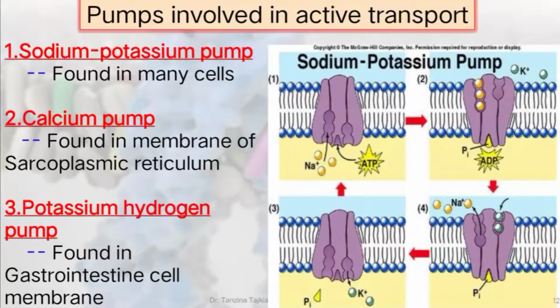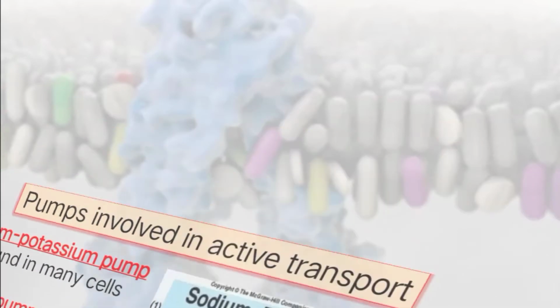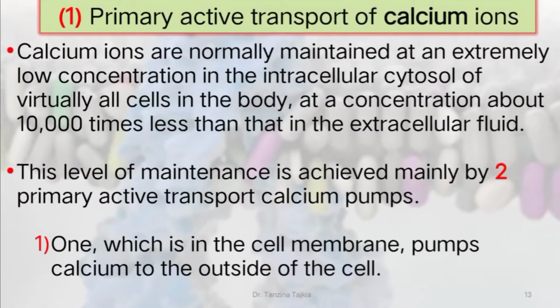The pump involved in active transport in many cells is the sodium-potassium pump, and in the membrane of sarcoplasmic reticulum it is the calcium pump, and in gastrointestinal cell membrane it is the potassium-hydrogen pump. At first, primary active transport of calcium ion.